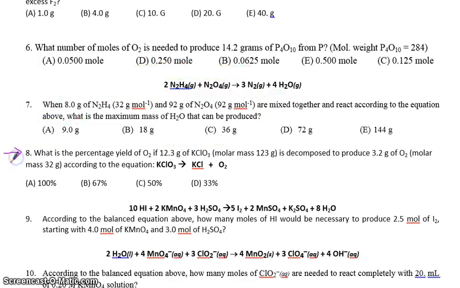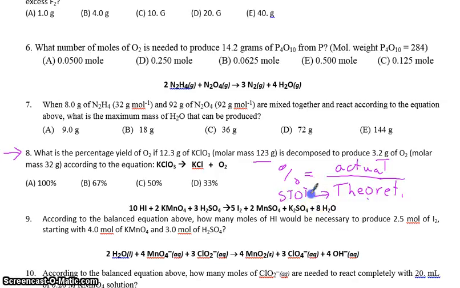Number 8 asks us a percentage yield. So what is the percentage yield of oxygen if 12.3 grams of potassium chlorate, again, molar mass is given, is decomposed to produce this much? Now this is a percent yield problem. Remember, percent yield is how much theoretical you should have produced versus how much actual. So it's how much did you actually produce versus how much you should have produced. Now the theoretical comes from stoichiometry. And that's how you would do this problem. So we have to find out the actual and then the theoretical.